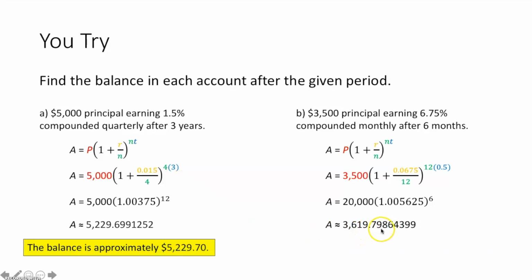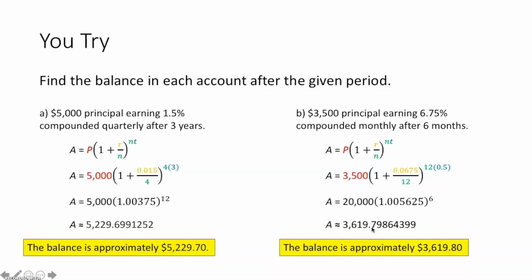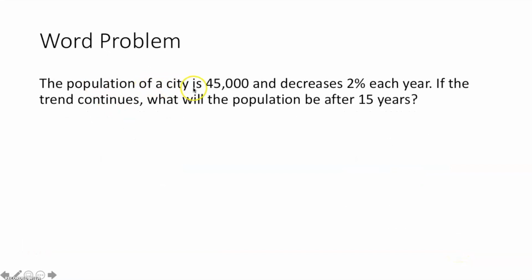We're going to round this guy up right here. So again, after this 9, there's an 8. So to round that up, that makes this round up as well. So our balance is going to be approximately $3,619.80.